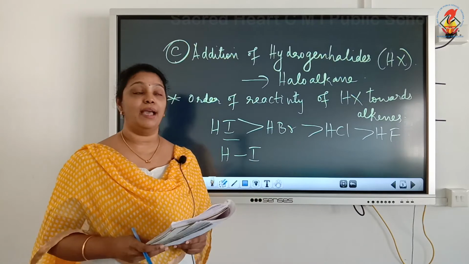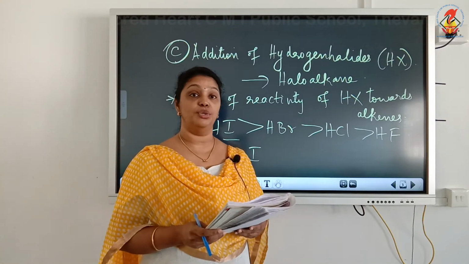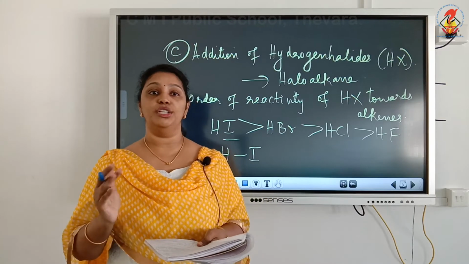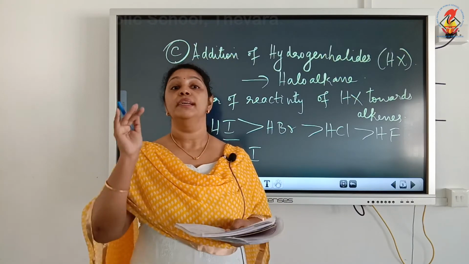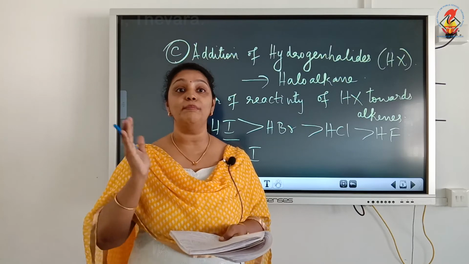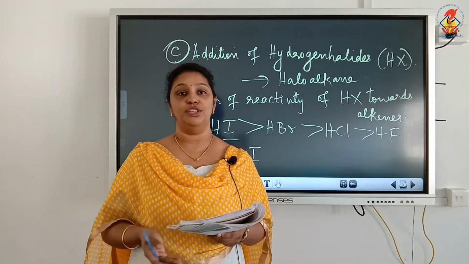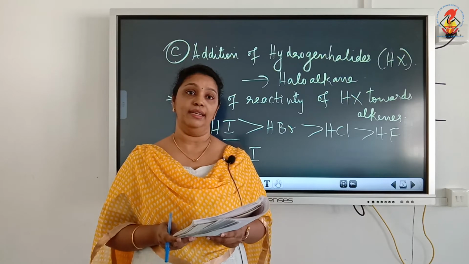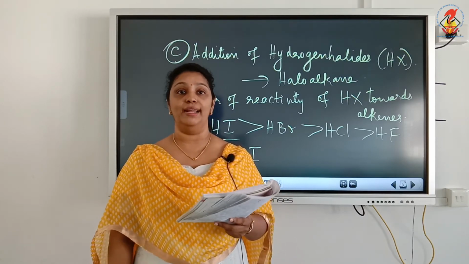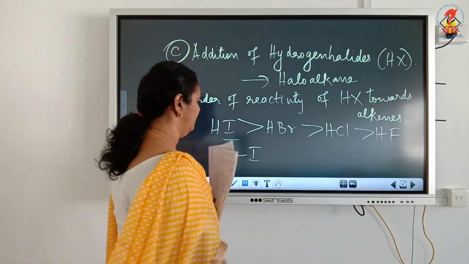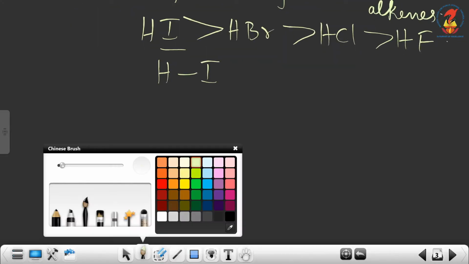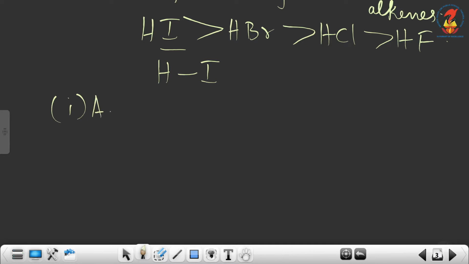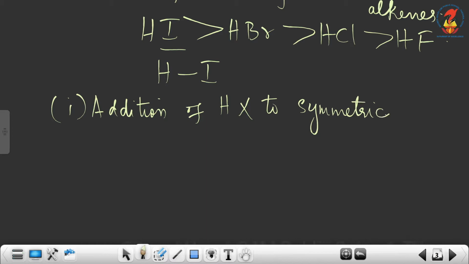Now we are going to see example for the addition of hydrogen halides to alkene. Now when you study the addition of hydrogen halides to alkene, we have to study the addition of hydrogen halides to symmetrical alkene and addition of hydrogen halides to unsymmetrical alkene. So first we are going to discuss the addition of HX to symmetrical alkene.